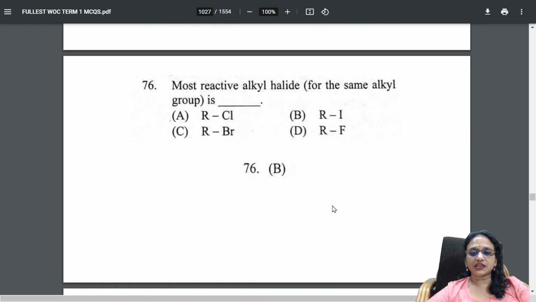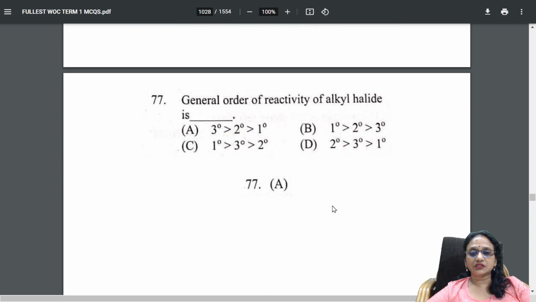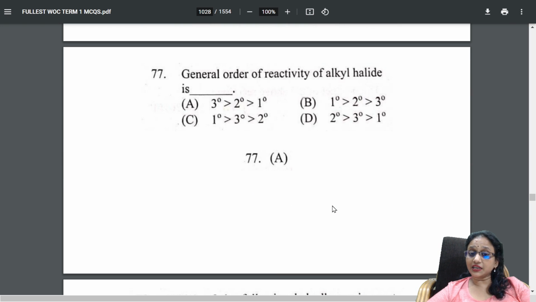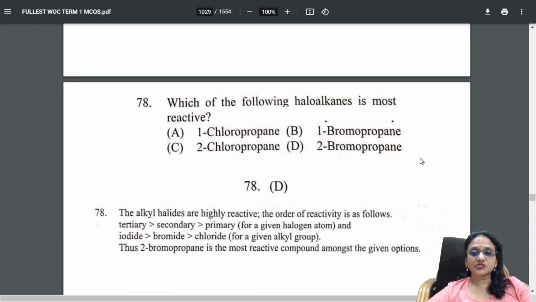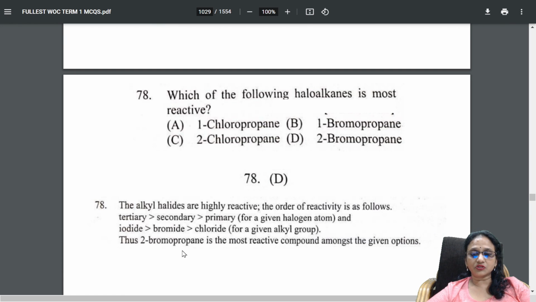Most reactive alkyl halide, okay. General order of alkyl halides, okay. Because tertiary forms the most stable carbocation and it forms the most stable product, it reacts faster. Then comes, which is more reactive, the order; the reason is also given below.